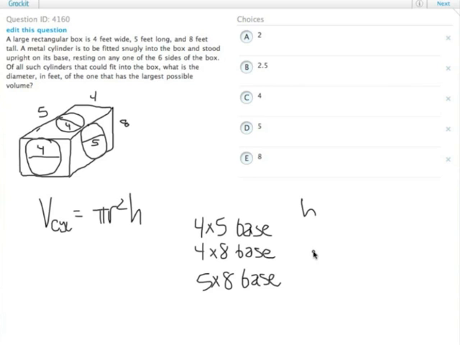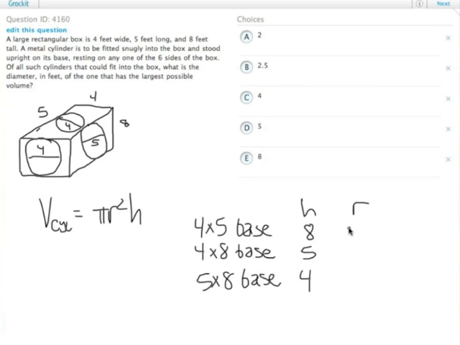the remaining dimension. So if it's 4 by 5 base, it has the height of 8. 4 by 8 base has the height of 5. And the 5 by 8 base has the height of 4. We can also then figure out the radius. Remember, the radius is going to be half the distance of the shorter of the two sides.